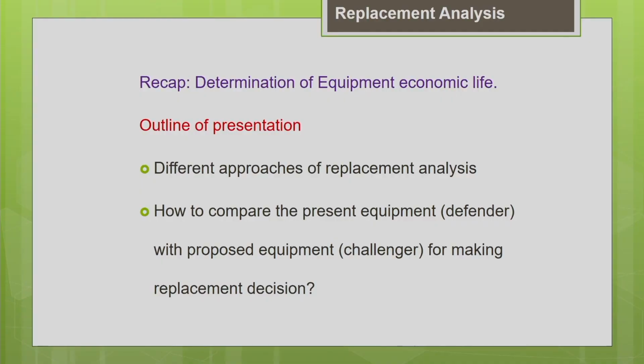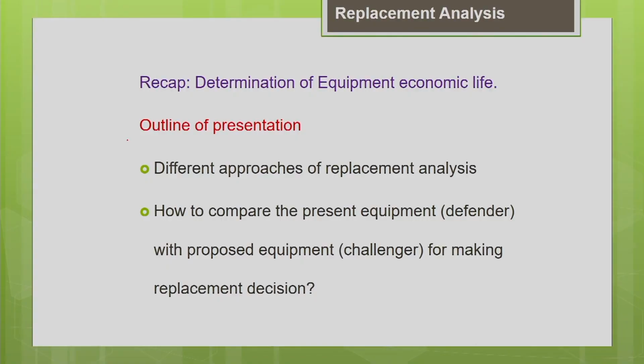So, let us have a recap of what we learnt in the previous lecture. We discussed how to define the equipment life in different ways, what is the economic life of the equipment, how to find the optimum replacement time of the machine using the economic life, and how to determine the economic life for a particular machine. We even worked out an illustration on that.